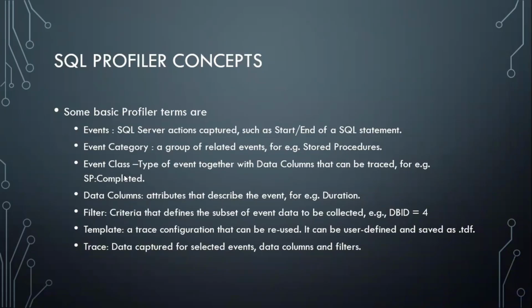Now here you can see the columns. These are basically the data columns. These decide what data will be fetched for each event. Like there is application name, client process ID, database ID, database name, duration, event sequence, group ID, host name, and stuff like that. So there are multiple data columns and we can select what data we want with our events.